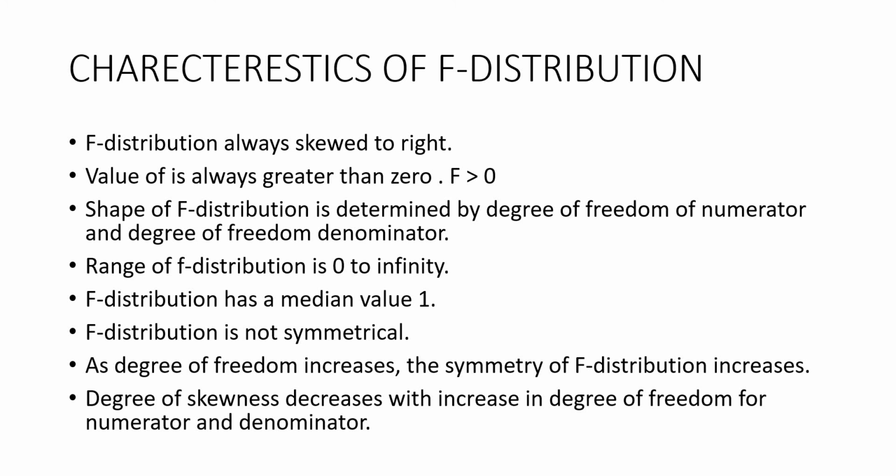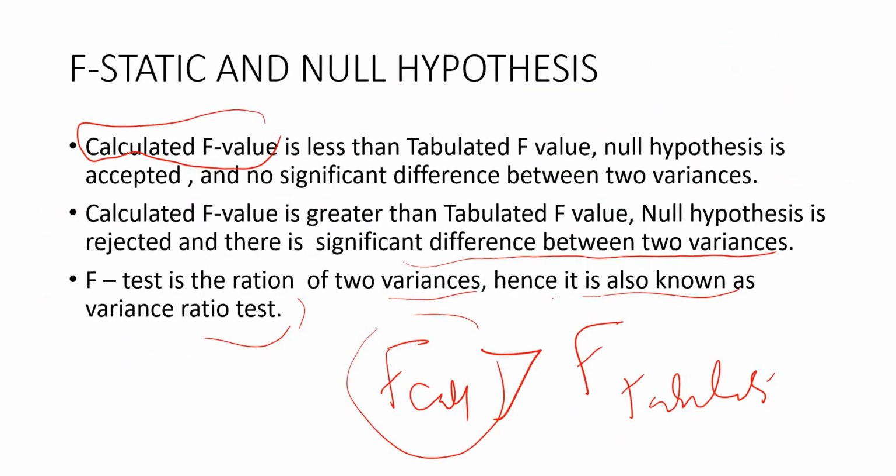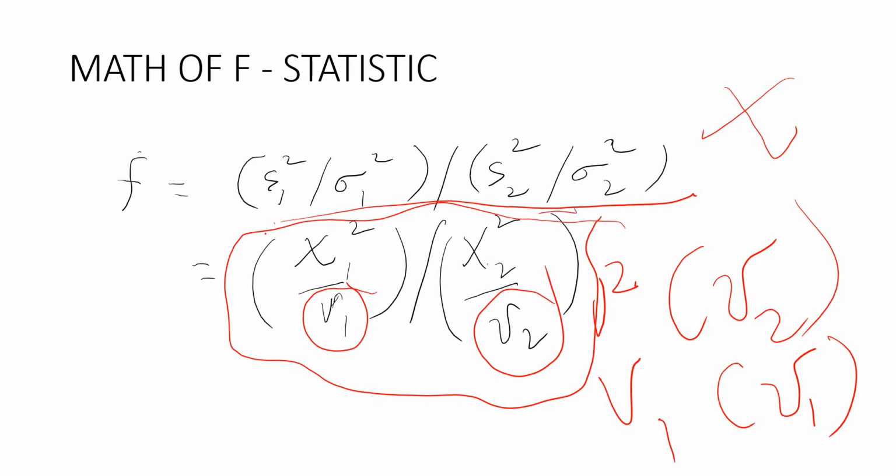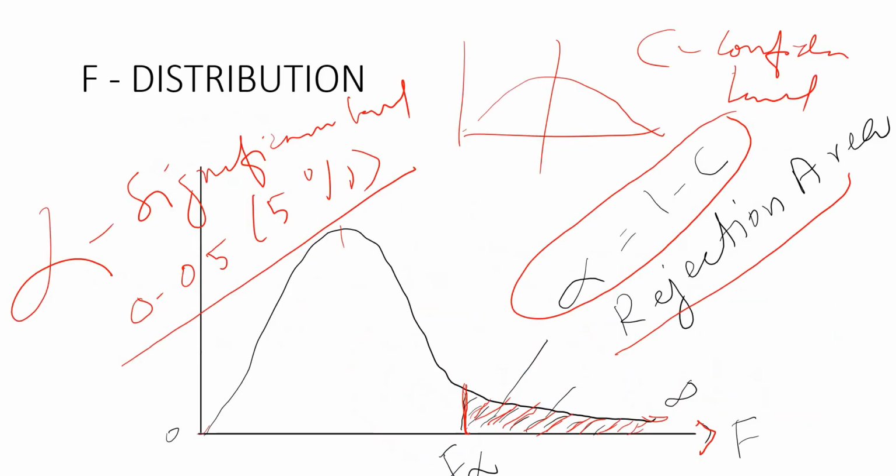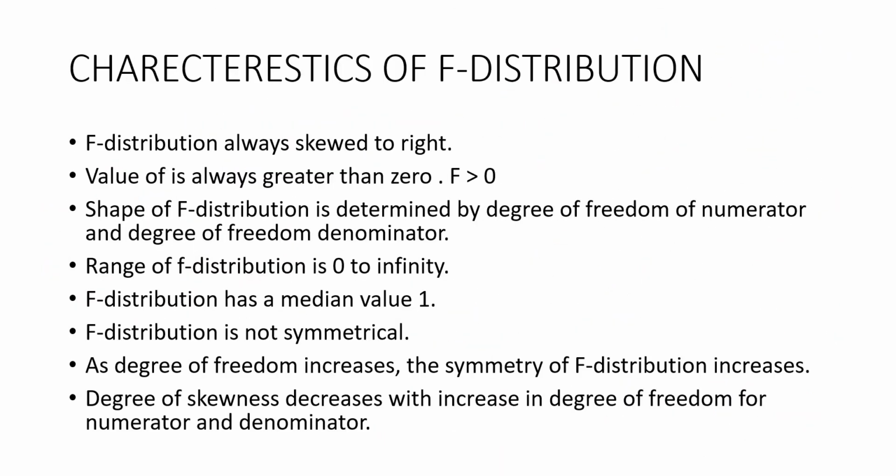The second characteristic: the shape of F distribution is determined by the degree of freedom of numerator and degree of freedom of denominator. I have shown you the equation rewritten in terms of chi-square statistics, and you can see the degree of freedom is in the numerator and denominator. So the degree of freedom is an important term in the F distribution, and the shape of F distribution is determined by the degree of freedom of numerator and denominator.